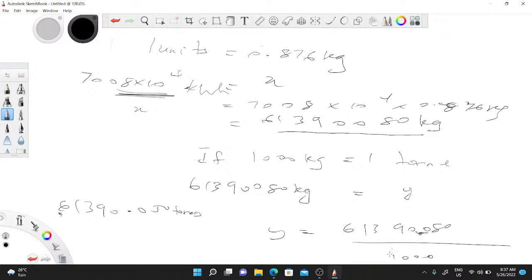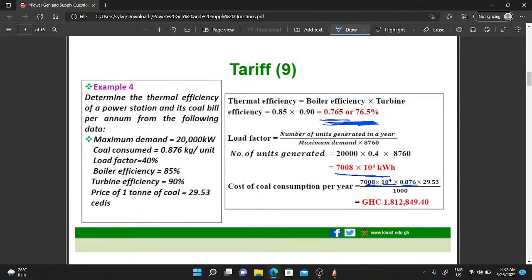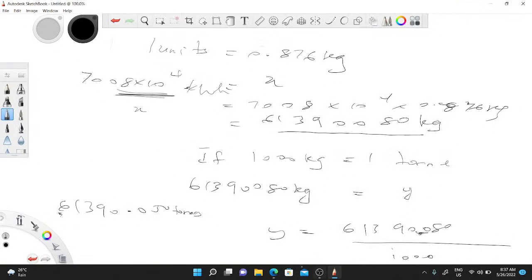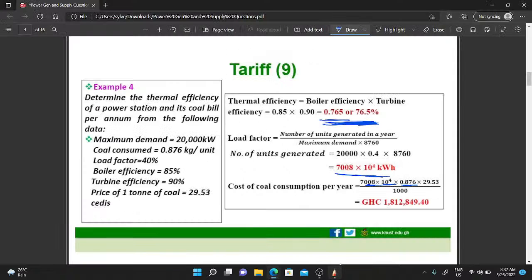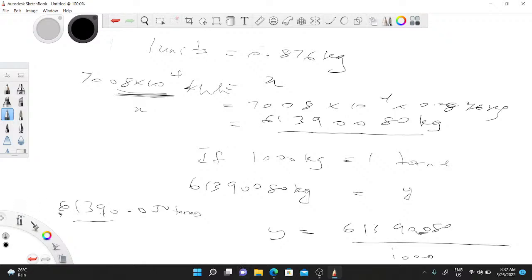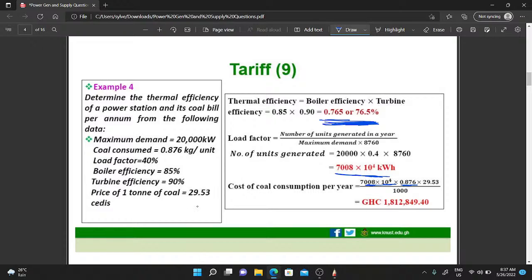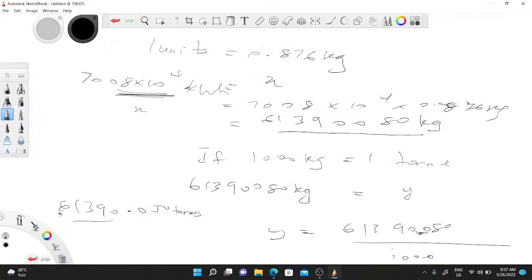Does it make sense? Now I can do my final proportion: if 1 ton costs that amount, then this many tons will cost how much? It will just be a product. You multiply 61,390.050 by 29.53, and that will give you this amount in Ghana cedis. See, here he joined everything together, but I wanted to break it down so that we'll know how it came about, for more understanding.